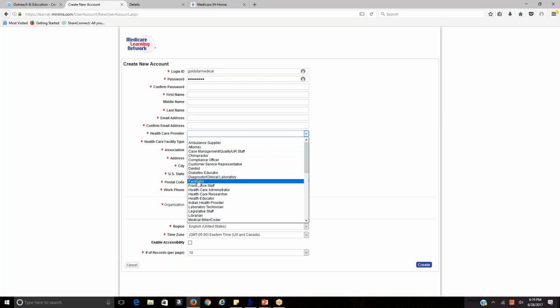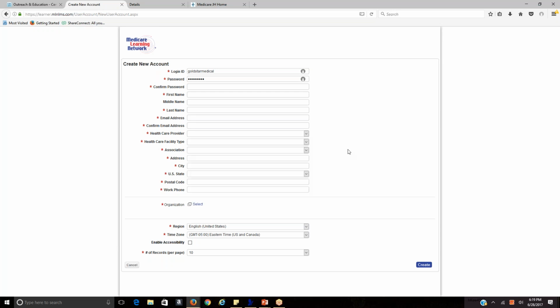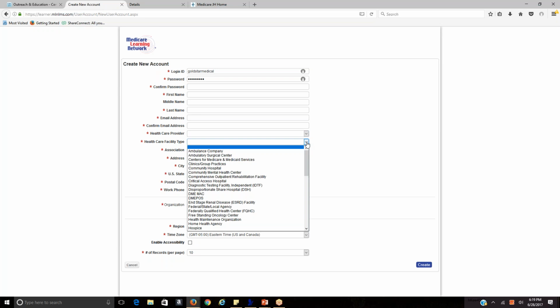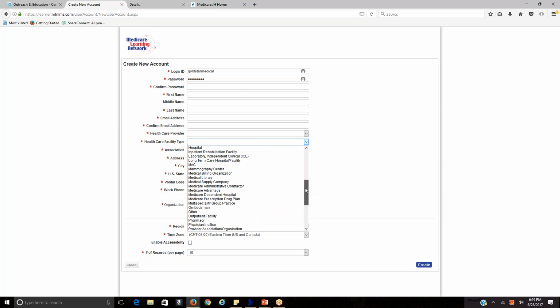Front office staff, facilitator, healthcare administrator, healthcare researcher. So you don't have to be a doctor or an attorney. You just have to let them know what type of healthcare provider you are. Then you would click on the type of healthcare facility, and the type of healthcare facility would be medical billing organization. So you can click on medical billing organization, or you can even click on Other if you wanted to.